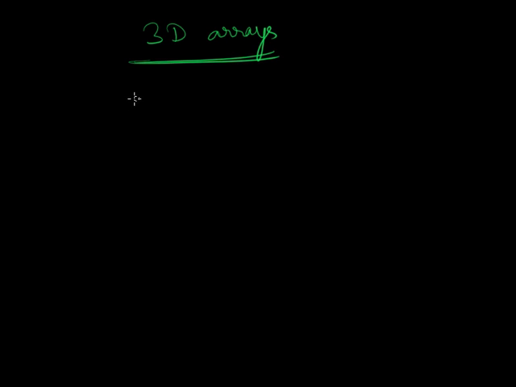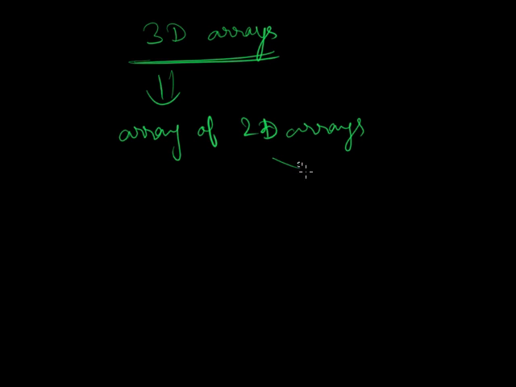Okay, we do have 3D arrays also. I mean, multidimensional arrays, you can have as many dimensions as you want in arrays. So 3D arrays is nothing but an array of 2D arrays. And 2D arrays, we know that it is an array of 1D arrays. So I'm not going into details of the 3D arrays here, but you should know that a multidimensional array is an array of some array, right?